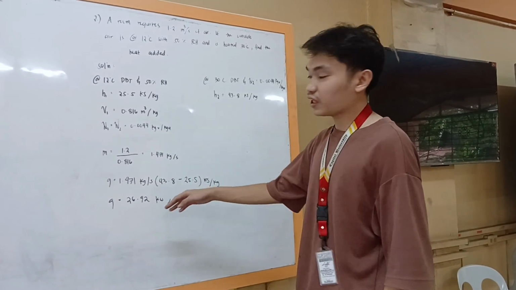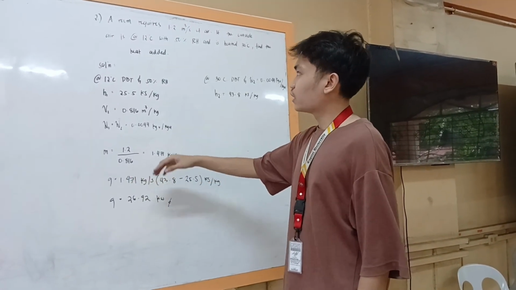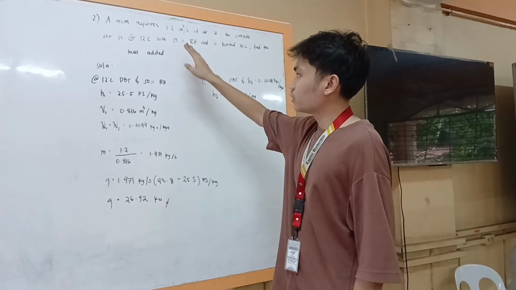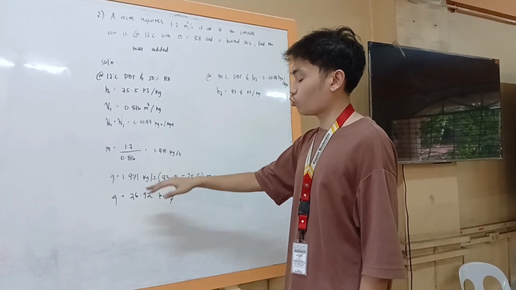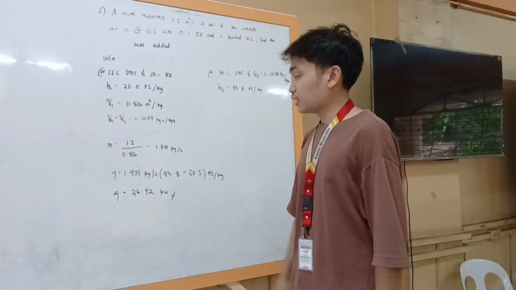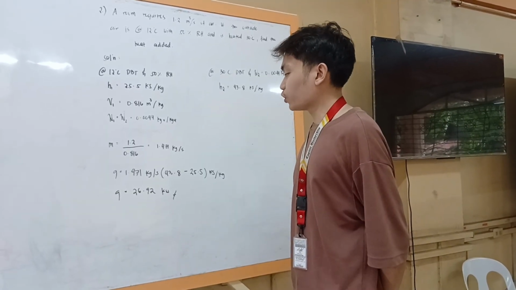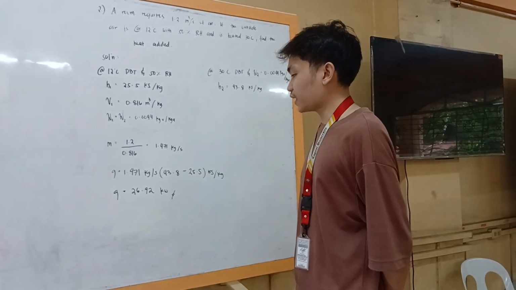Next, we will plug in our mass flow rate, which is our volume flow rate over our specific volume, which is 1.2 over 0.816. That will result in 1.471 kilograms per second.